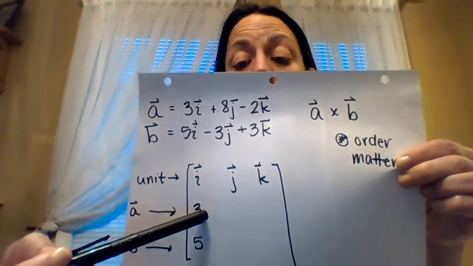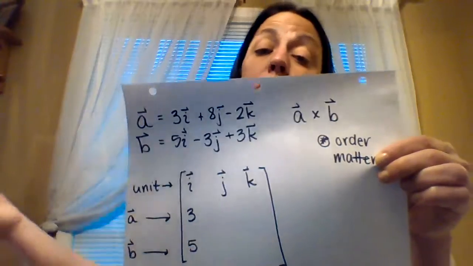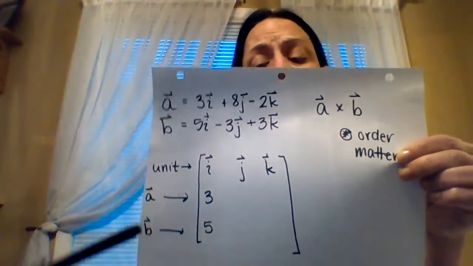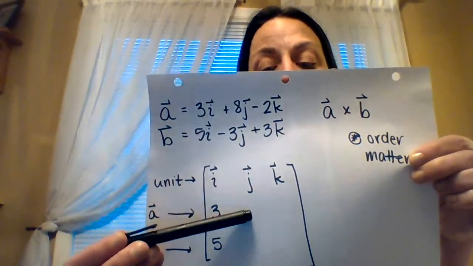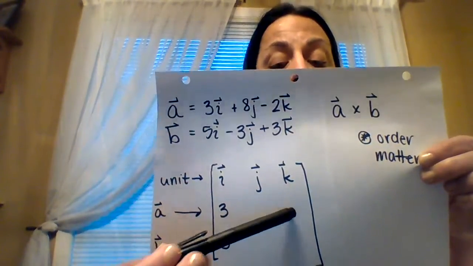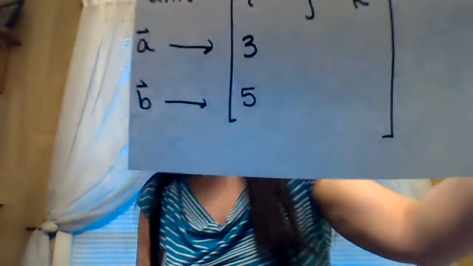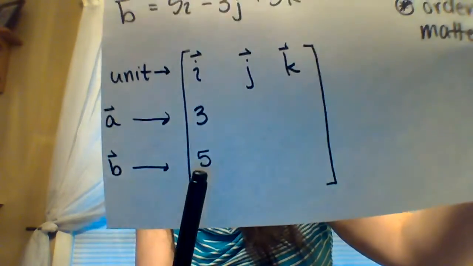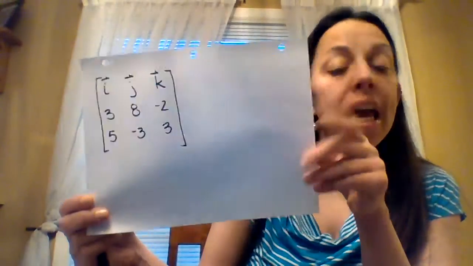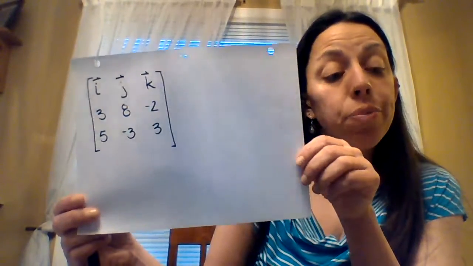We would write 3, 8, -2 straight across, and that kind of makes sense too because your I component is 3, your J component is 8, your K component is -2, which means then in the bottom row of your 3x3, you're going to write your coefficients for B. So you would write 5, -3, 3. All right, so here is my piece of paper, and here is where I'm going to do my work.